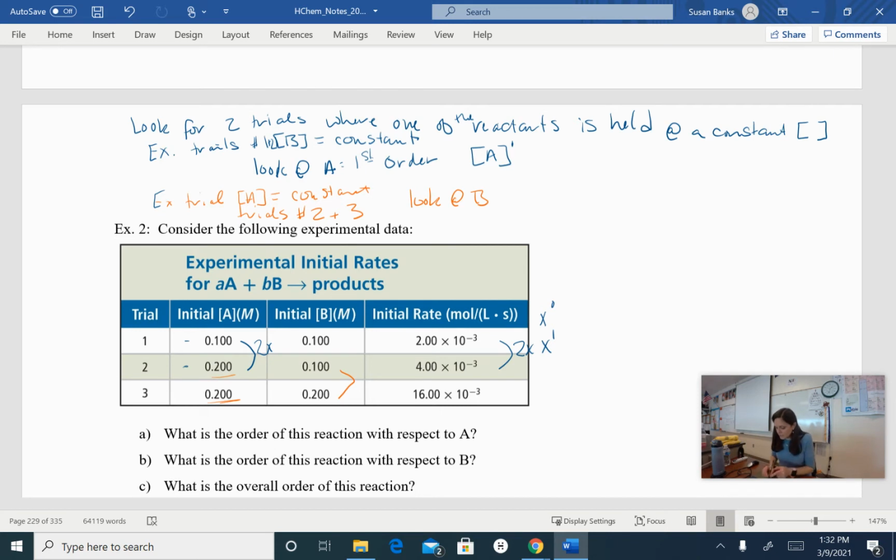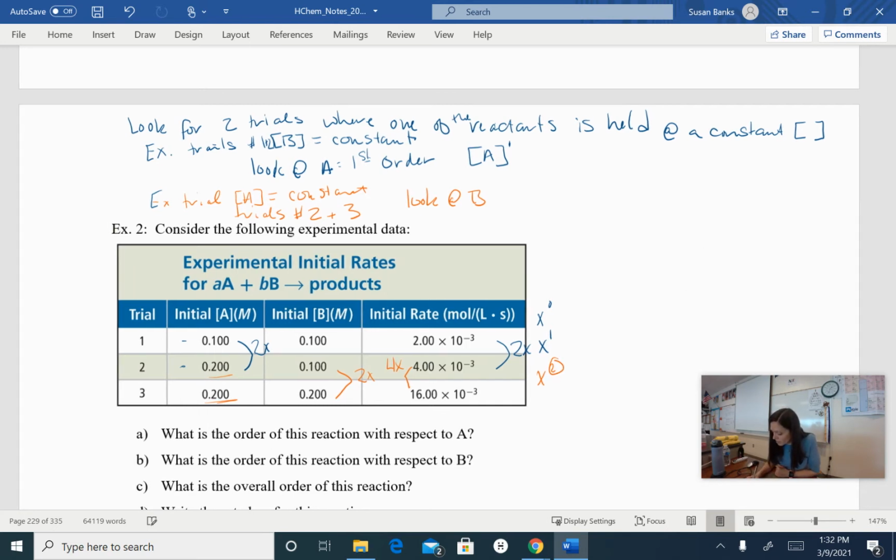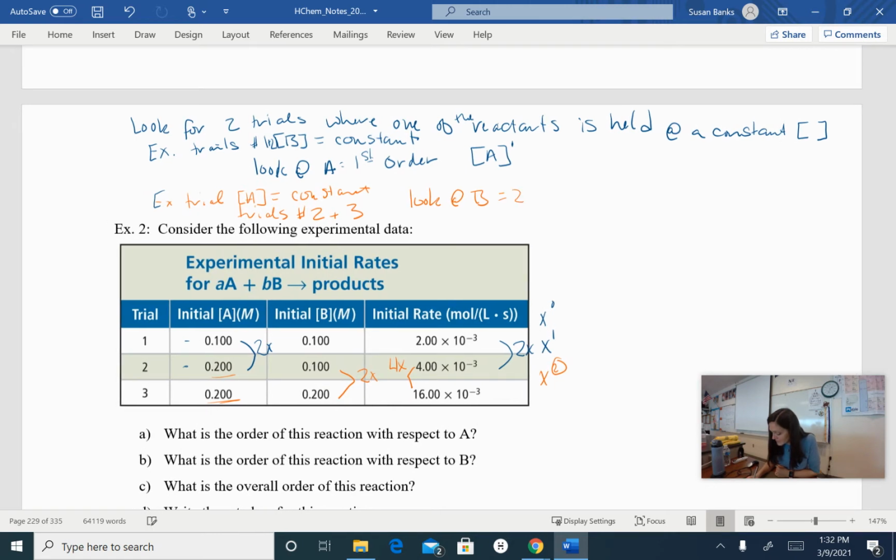Okay, so I'm going to look at B here. B is doubling. It's going from 0.1 to 0.2. Let's look at our rate here. Our rate is going from 4 times 10 to the negative 3 to 16, which means our rate is quadrupling. So is this an x to the 0 where it's constant? No. Is it x to the 1 where it's linear? No. This is x squared. This is a square, right? 4 is a square of 2. So our order with respect to B is second order.